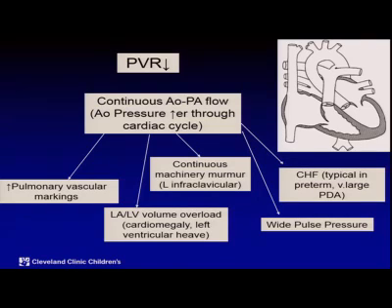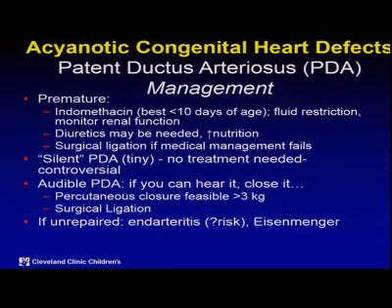A large PDA will cause a wide pulse pressure because it's stealing blood away from the aorta during diastole. You have systole and diastole, but the diastolic runoff will cause lower diastolic blood pressures. So bounding pulses or wide pulse pressure, think aortic regurgitation or large patent ductus arteriosus.